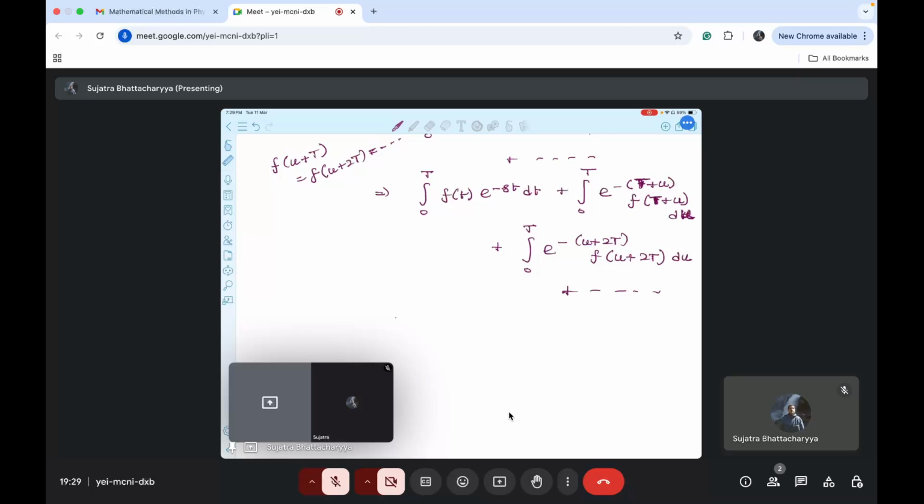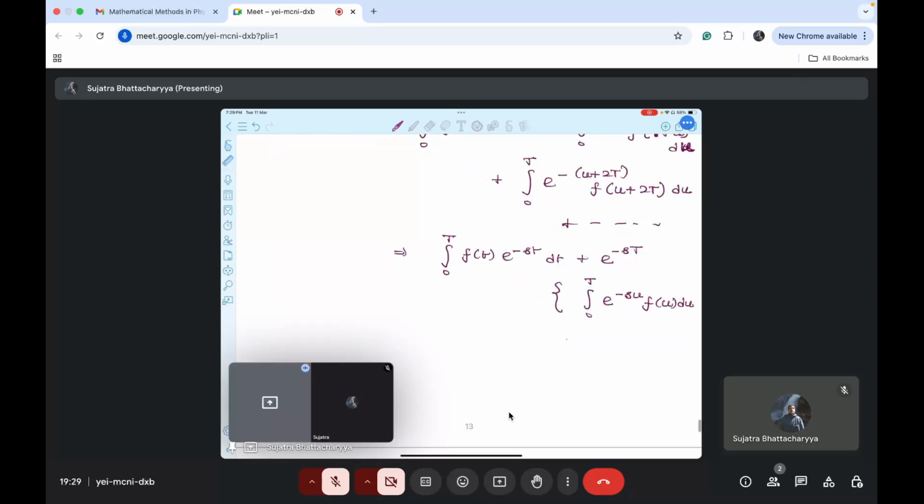Next step, the integral from 0 to T of e to the power minus st f of t dt, plus, can I take e to the power minus sT common here? Yes. And then the integral from 0 to T of e to the power minus su f of u du, right? Then plus e to the power minus 2sT, the integral from 0 to T of e to the power minus su f of u du, and so on.